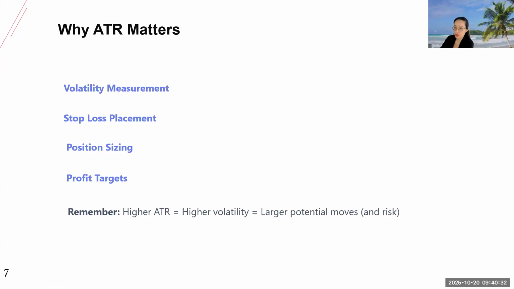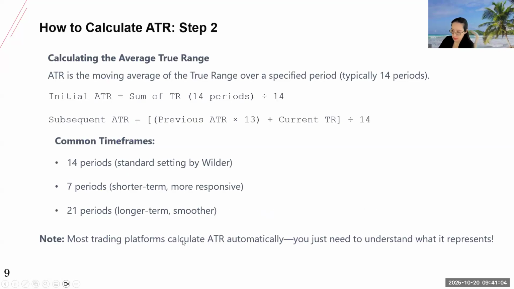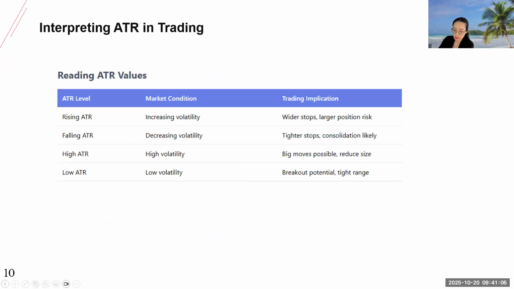Like whenever you hear, put your stop loss at 1 ATR or 1.5 ATR. It can also help you with position sizing depending on how big the ATR is, and with the profit target. You need to remember that higher ATR means higher volatility, a larger potential move, and higher risk. Let me just finish this slide first, I'm going to show you later.